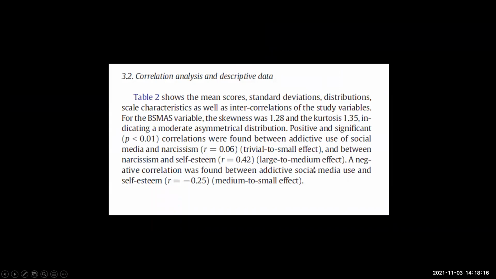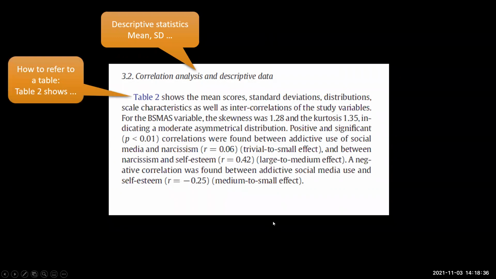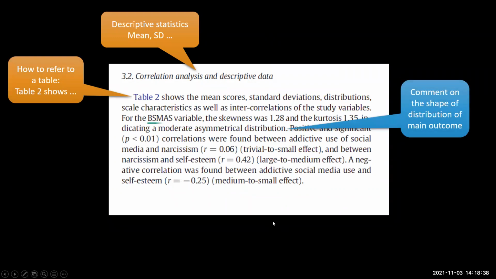So the second stage, first stage is descriptive data, and in this study, they present this in the second paragraph of results instead of the first paragraph. But this is the descriptive analysis, and the descriptive data provides the means and some of the correlations. So they refer to the table, they refer to the primary outcome, and show that it had a moderate asymmetric distribution, so it was not totally normally distributed.